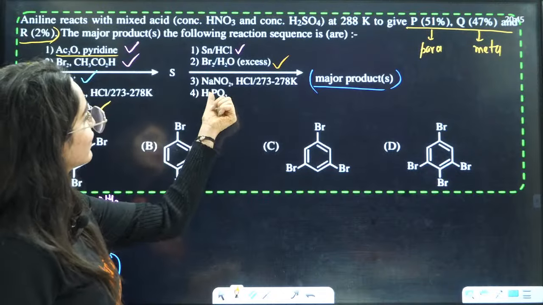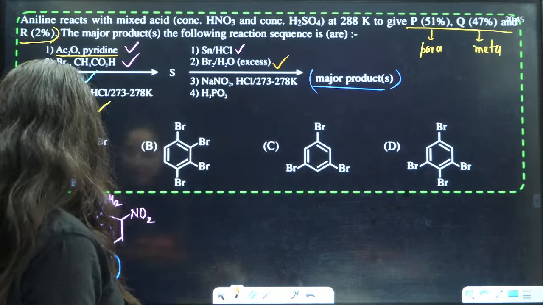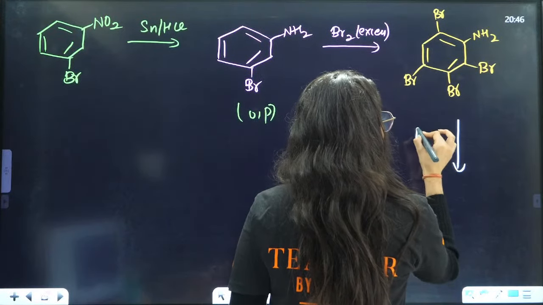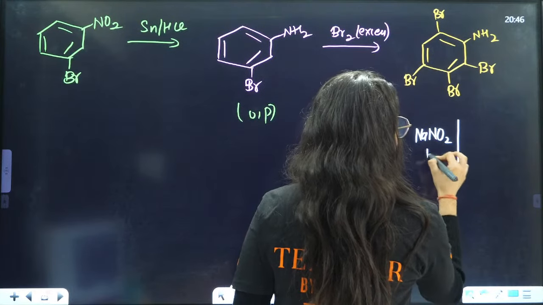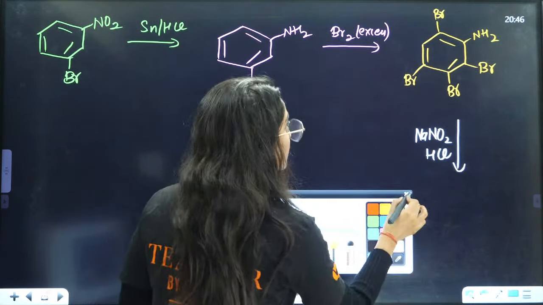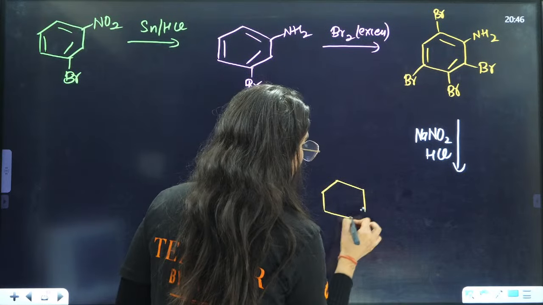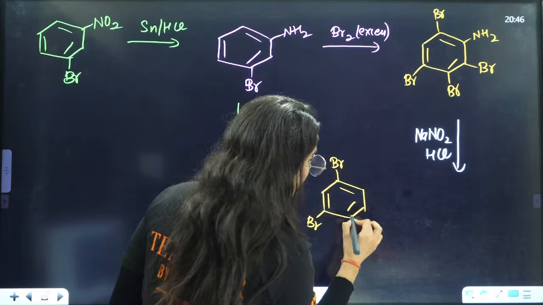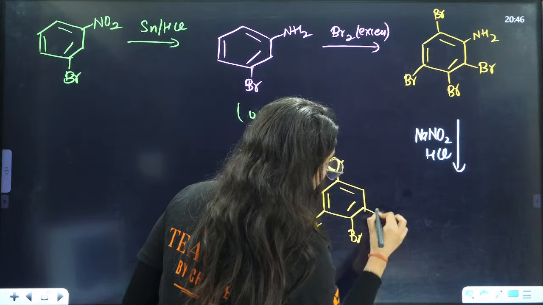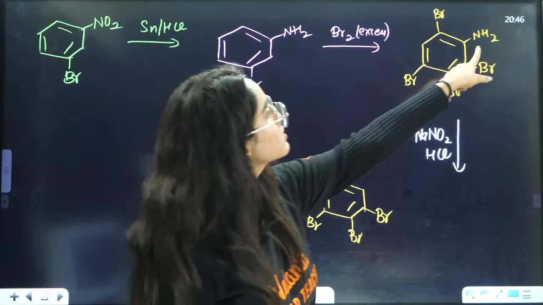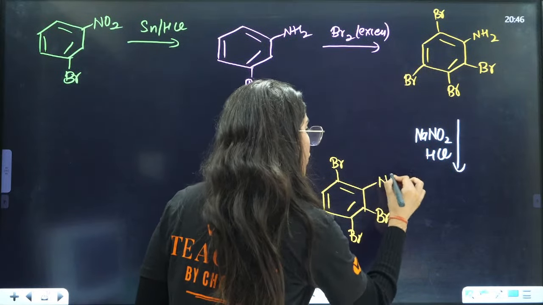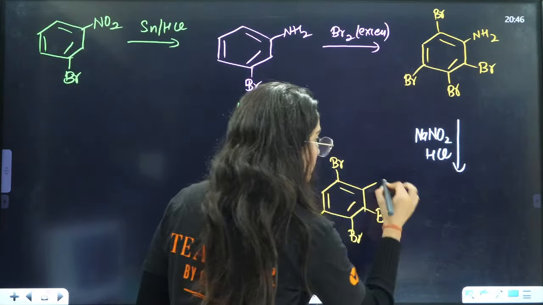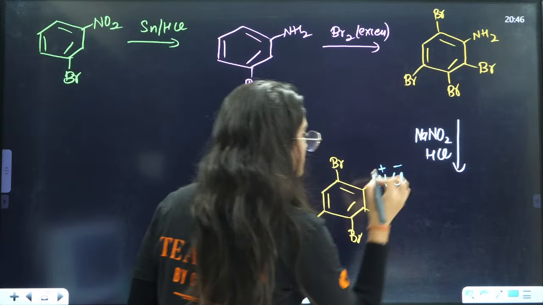Then we will convert it into diazonium. We will add NaNO2 HCl, that is diazotization. Then we know what will happen? Br will stay as it is. But on diazotization, this NH2 group is converted to N2Cl, where this is positive and this is negative.